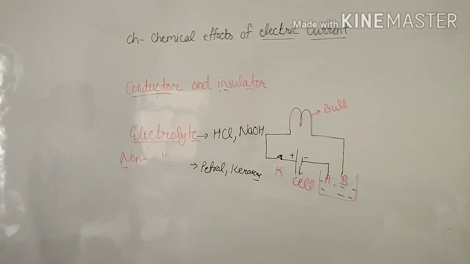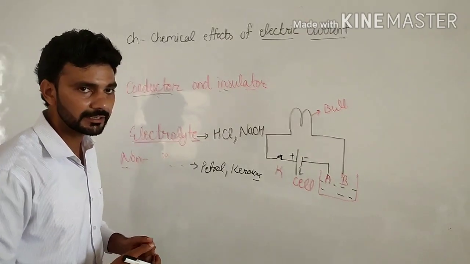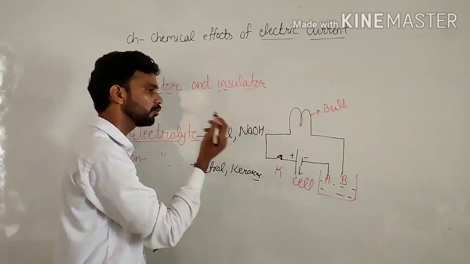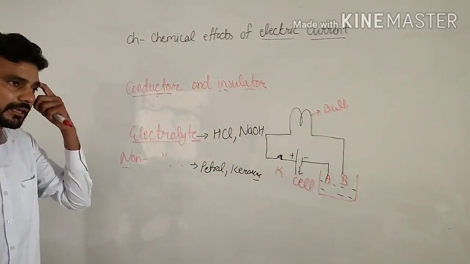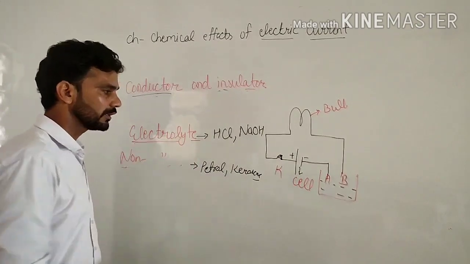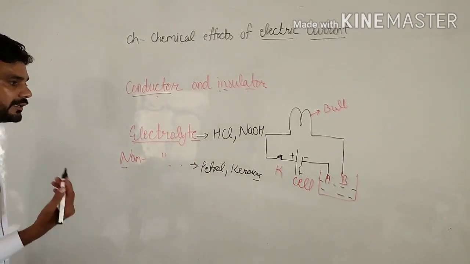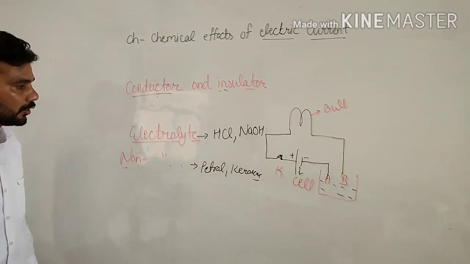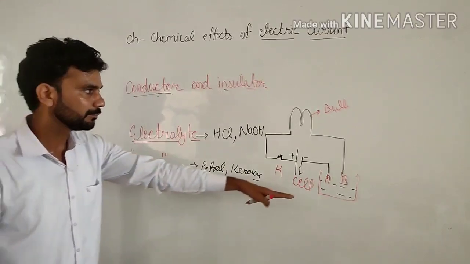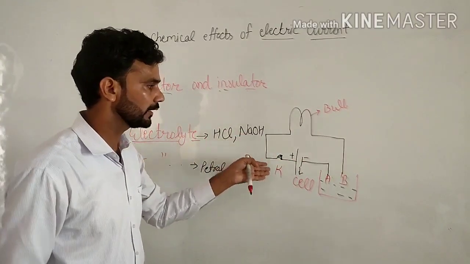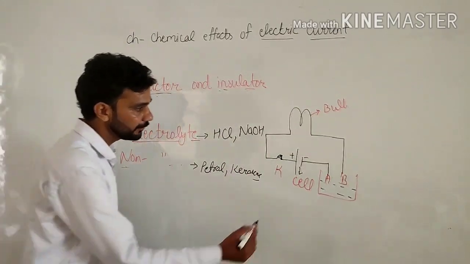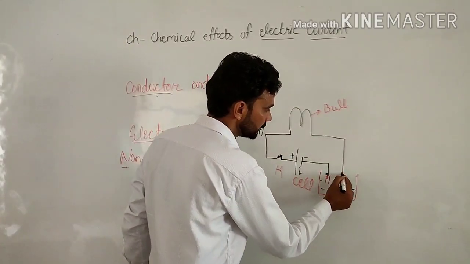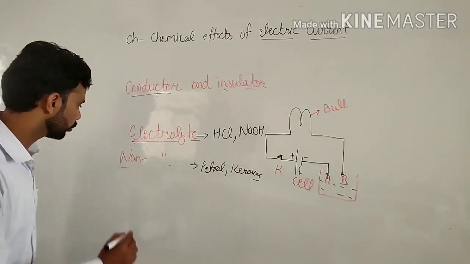An electrolyte is a liquid which conducts electricity and at the same time undergoes a chemical change. Non-electrolytes are the chemicals which do not conduct electricity and do not undergo any chemical change. If the bulb glows, it means it is an electrolyte. If the bulb does not glow, it means it is a non-electrolyte. Here we have these two terminals. These terminals are known as electrodes.